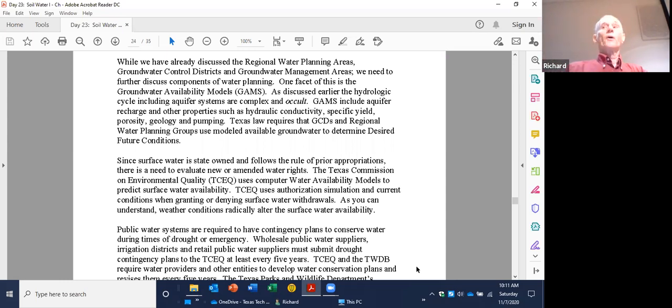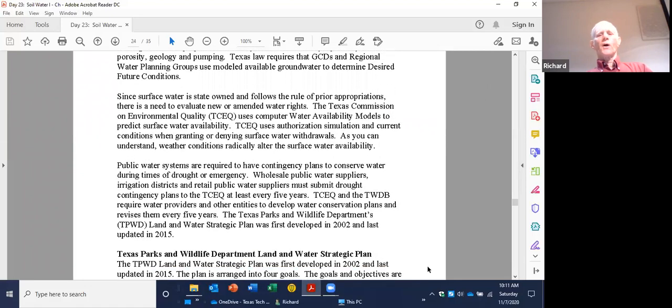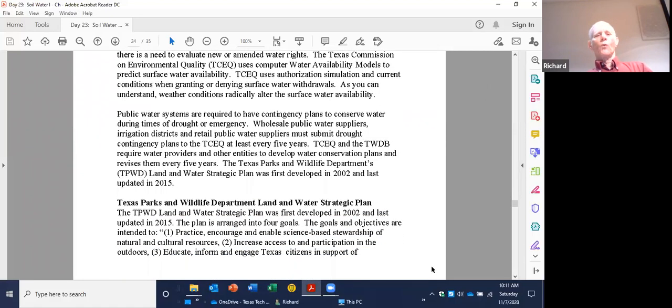With low rainfall areas such as West Texas, there's limited availability compared to East Texas. If you have a dry year like we had this year, or we had in 2011, the precipitation availability is radically different. Public water systems are required to have contingency plans to conserve water during times of drought or emergency.